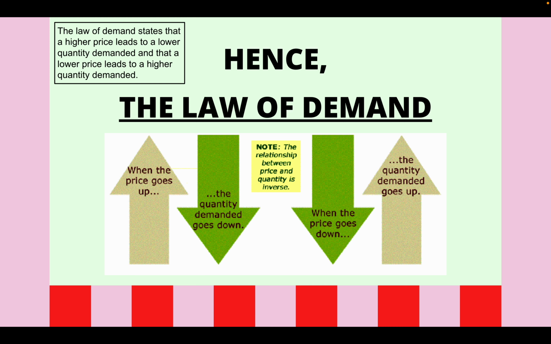Hence there is a law of demand. You would think there are only laws in science and maths. No, there's also a law in economics. It's really simple. When the price goes up, the quantity demanded goes down, and the relationship is inverse. Vice versa, when the price goes down, the quantity demanded goes up. For example, the price of chicken nuggets goes up. Not a lot of people are willing to buy expensive chicken nuggets. But if chicken nuggets get priced down, people desire it more and are more willing to pay for it. I hope that makes sense.